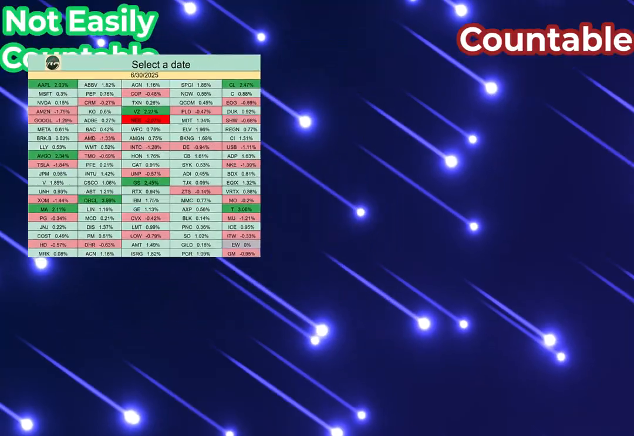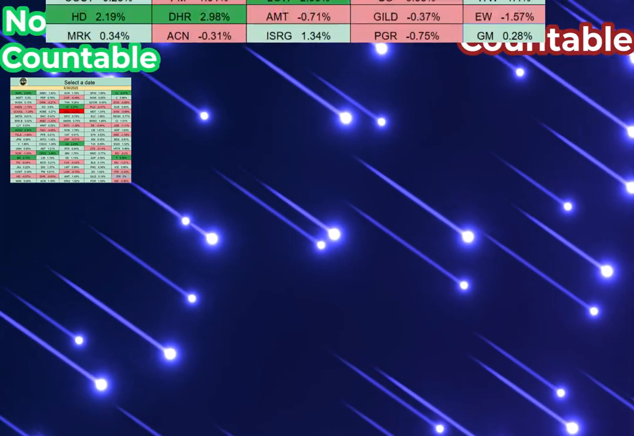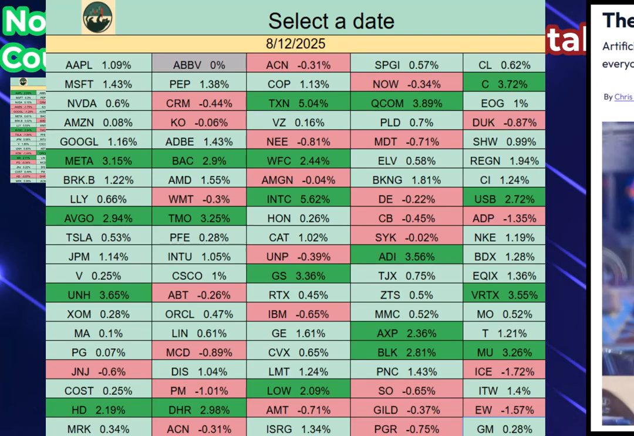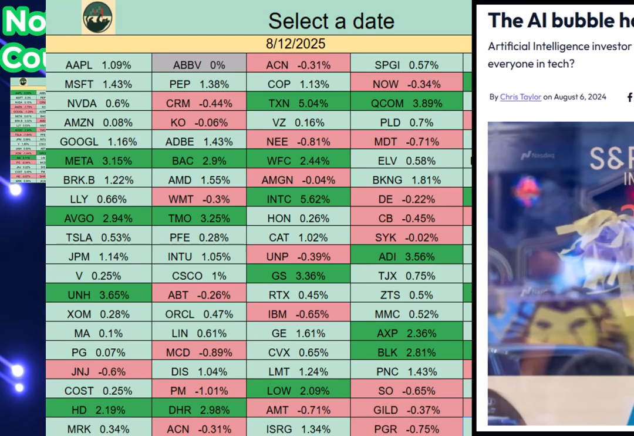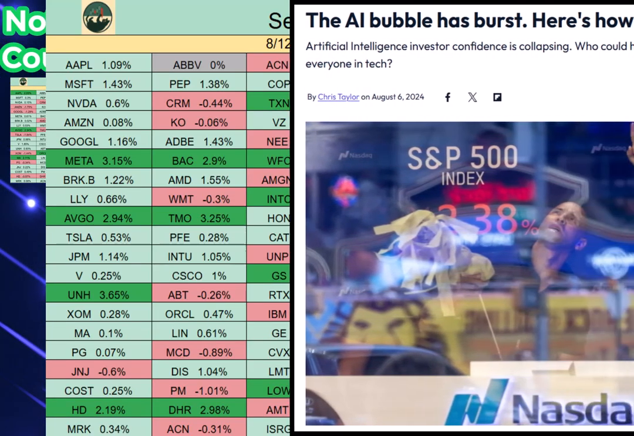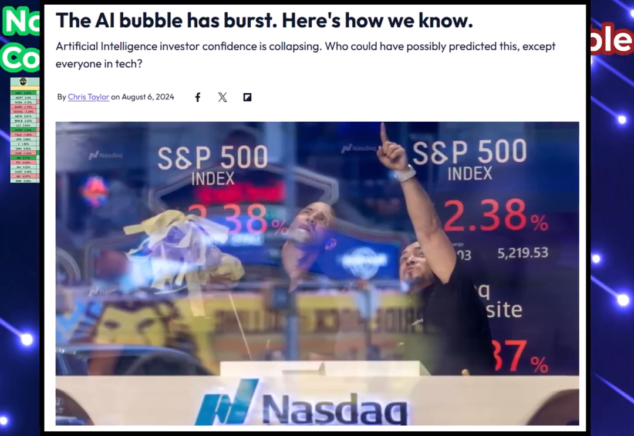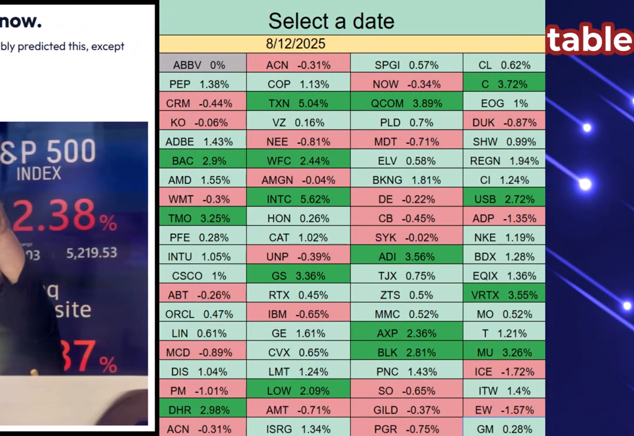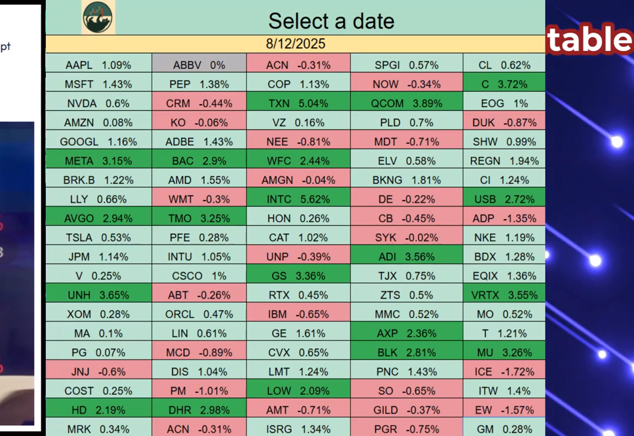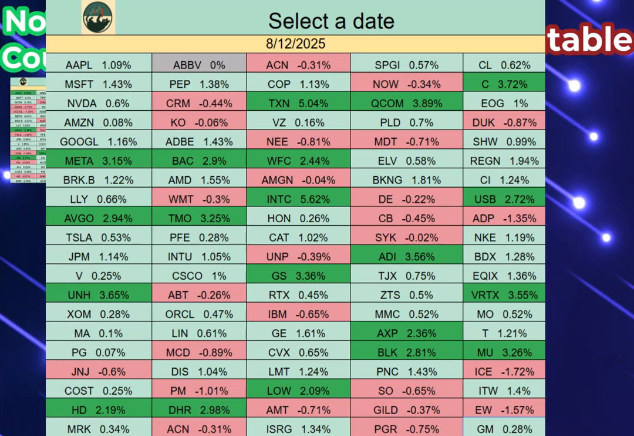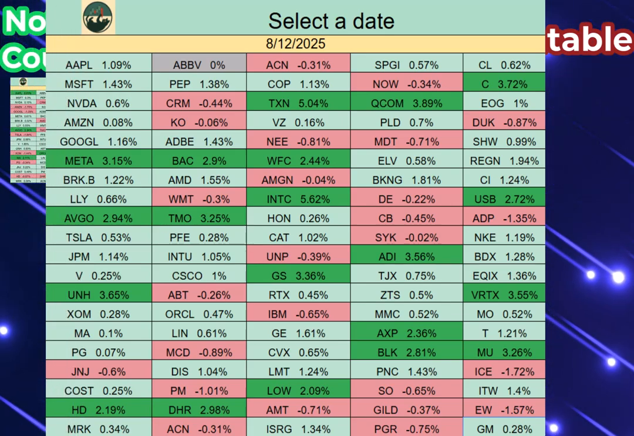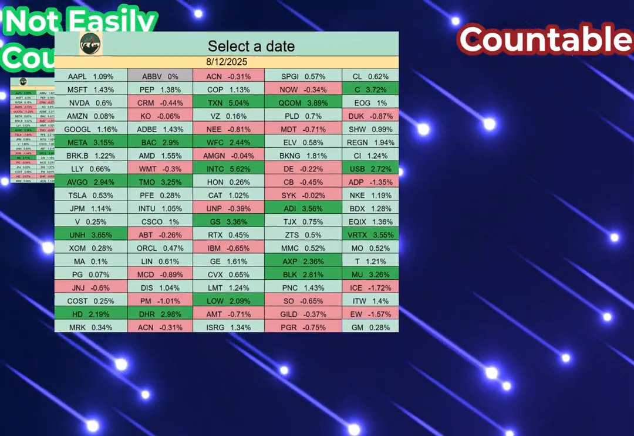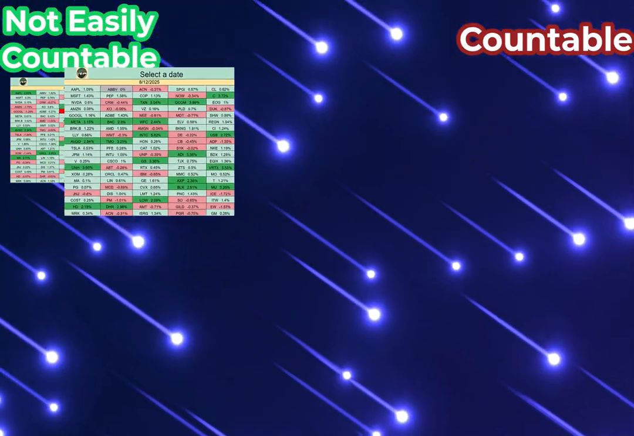The next all-time high that we're going to be looking at is August 12th. And this is coming just a couple days after headlines were saying that the AI bubble has burst. Here's what you need to know and why the AI sector is collapsing. And this is what the all-time highs look like. Is this easily countable when we're just looking at the green stocks? I would argue no. It's not as clean as our first example, but it still looks relatively safe to enter most things.